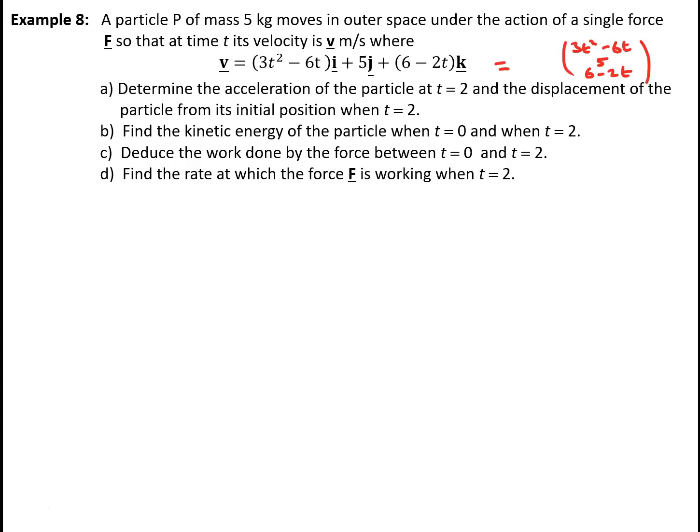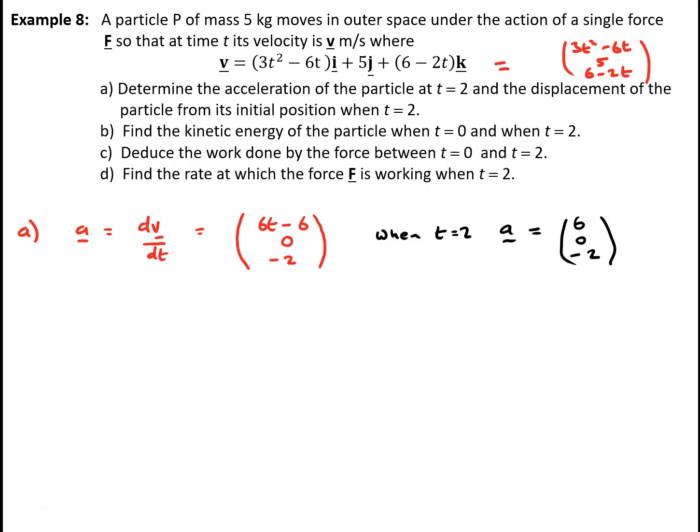Turning it into column vectors, we've got v is the column vector (3t squared minus 6t, 5, 6 minus 2t). Acceleration is the rate of change of the velocity, so we've got a is dv by dt, and differentiating the velocity we get (6t minus 6, 0, minus 2). So when t equals 2, the acceleration is (6, 0, minus 2).